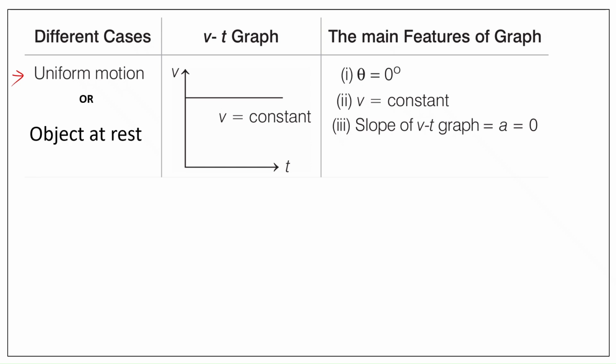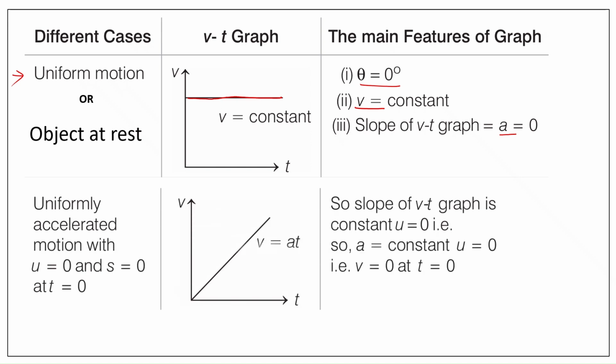In case of at rest, the velocity of the object does not change with time. Therefore, velocity v is constant. Theta is equal to 0 degree. Slope is equal to 0.